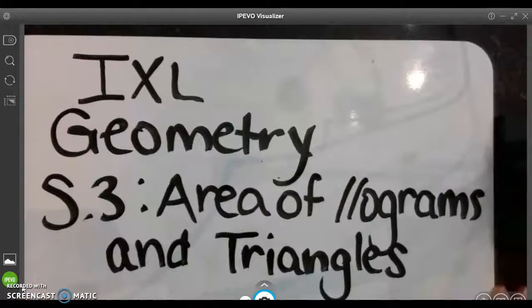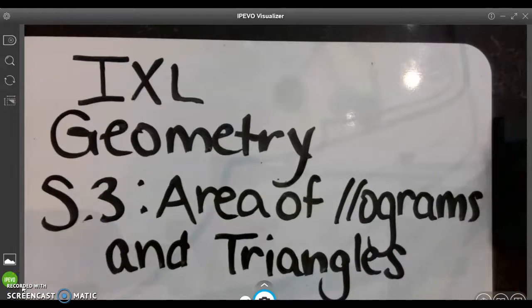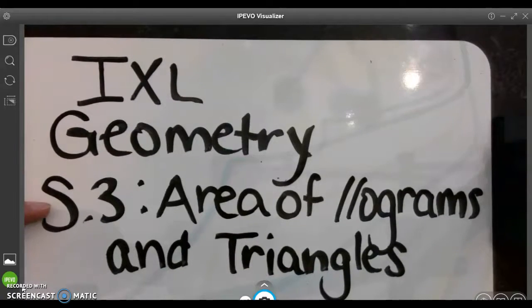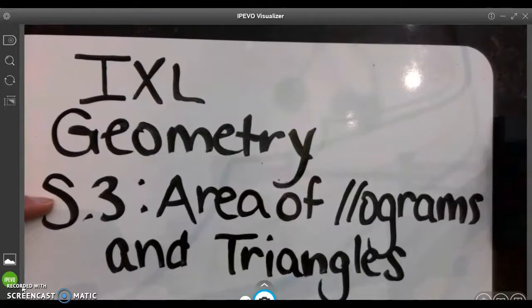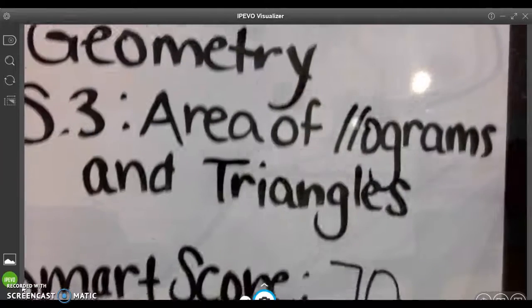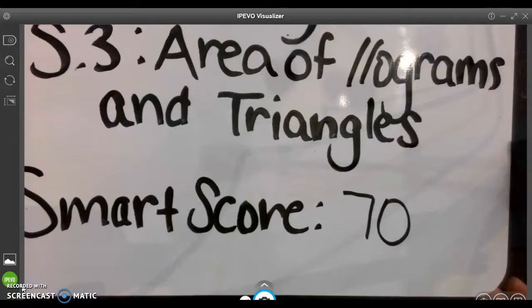Today you're going to work in IXL to do some review on area of parallelograms and triangles. So you'll go to the geometry section, go to S.3, which is area of parallelograms and triangles, and you're going to work until you get a SMART score of 70.